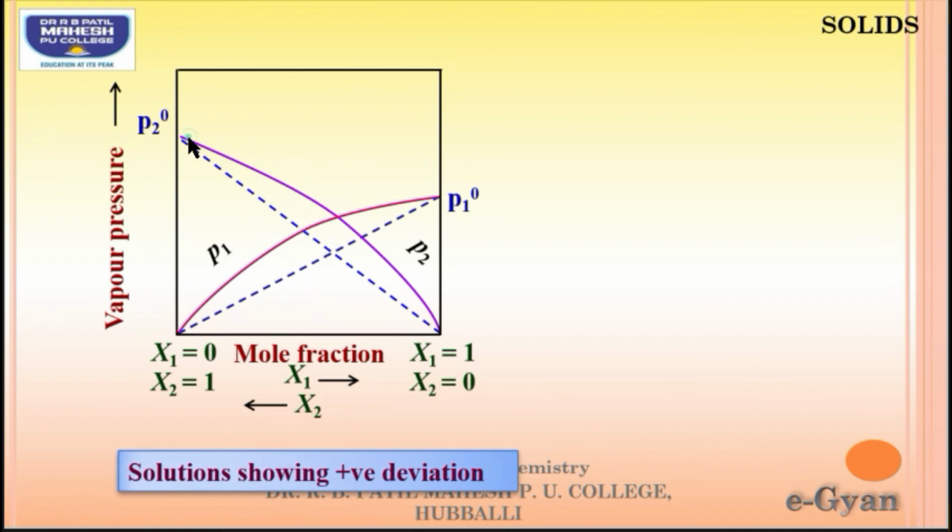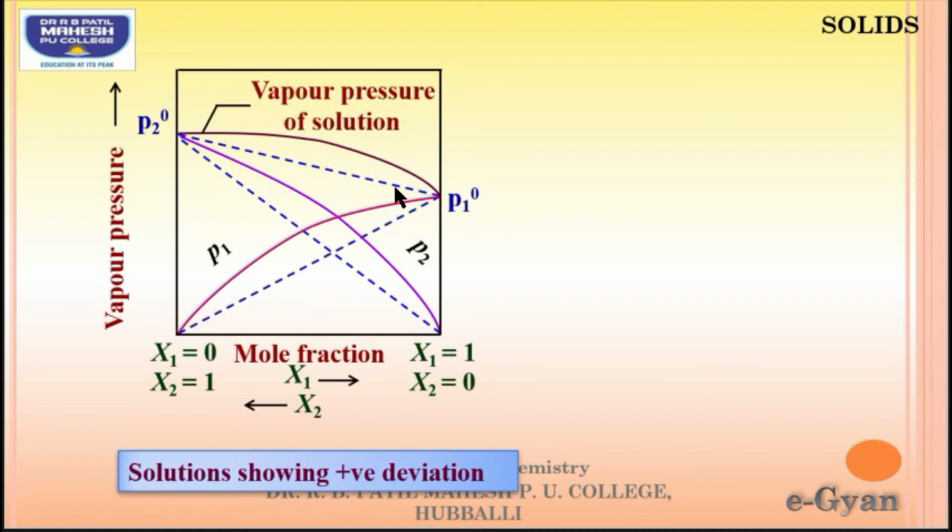And then P total, which is expected to be a straight line from P2 naught to P1 naught, but due to the positive deviation again it will show more, hence the vapor pressure of the solution will be more than that expected from Raoult's law.